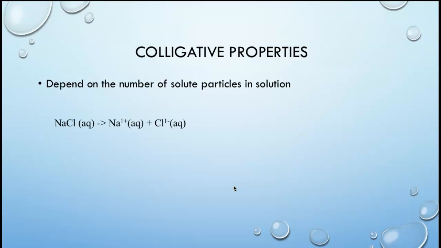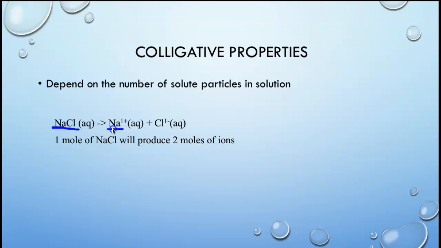So sodium chloride, we just said, when it's dissolved in water, breaks up into sodium ions and chloride ions. And so if you start out with 1 mole of sodium chloride, 1 mole of sodium chloride will produce 1 mole of sodium and 1 mole of chloride. So 1 plus 1 is 2 moles of ions. So 1 mole of sodium chloride will produce 2 moles of ions.